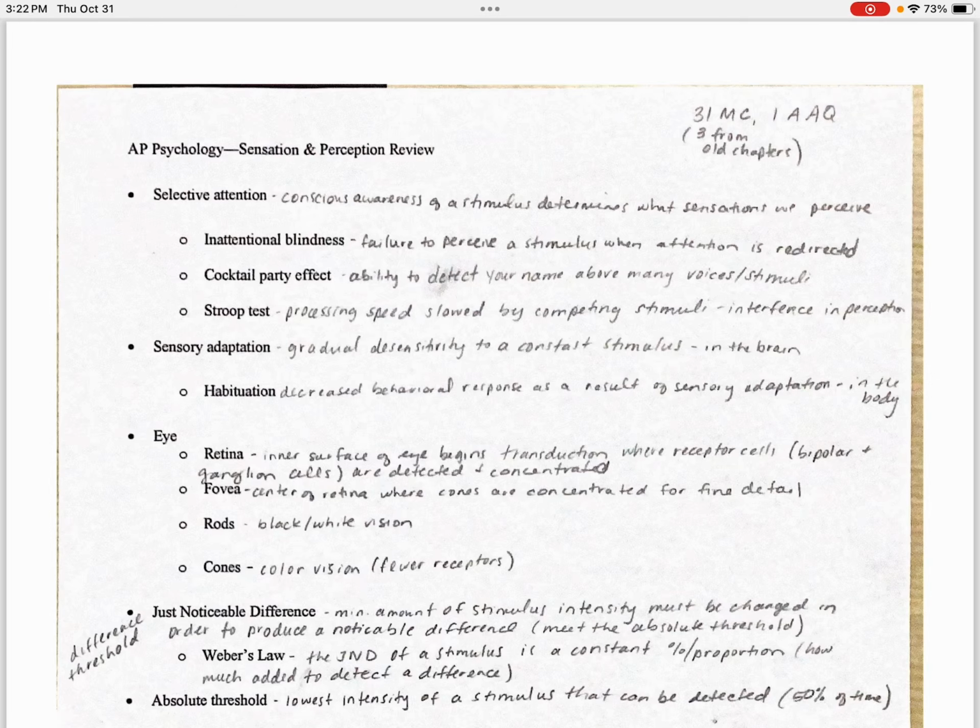Hello, students. This is the Sensation and Perception Review to get you ready for the test.